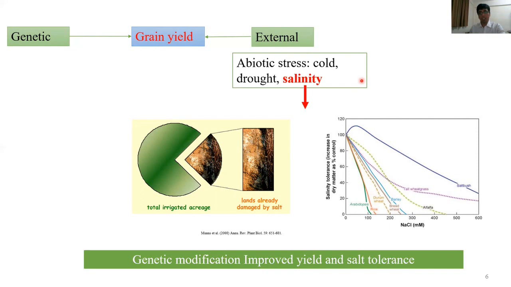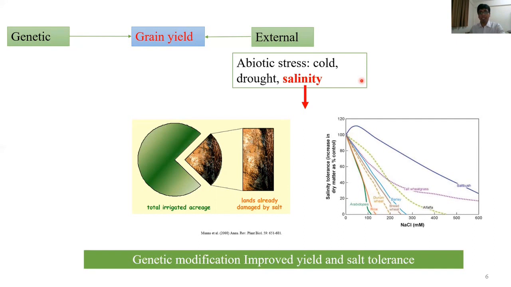Then if you talk about the crop plant like rice, the most important factor is the grain yield. And this grain yield is affected by two factors. One is genetic. So the genetic factor depends upon the genetic constitution of the plant. So it varies with the species and maybe within the species, depends upon the variation in the genes. And the external factor, so that depends upon the environment in which the plant growth is happening. So there are different negative factors that affect the growth and development of the crop plants. So one of the prevalent one is salinity stress that comes under the abiotic stress.